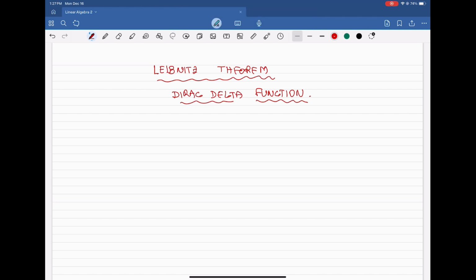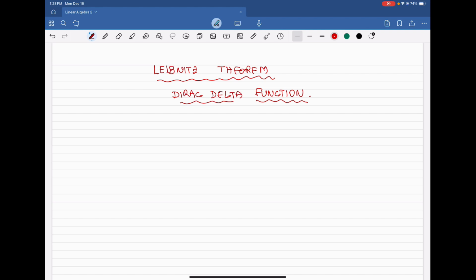Now with this, I will conclude today's session. In the next session, we'll talk about the Leibniz theorem and also a little bit of the Dirac delta function. Then we'll move on to differential equations. Modeling with differential equations, mathematical modeling with differential equations.